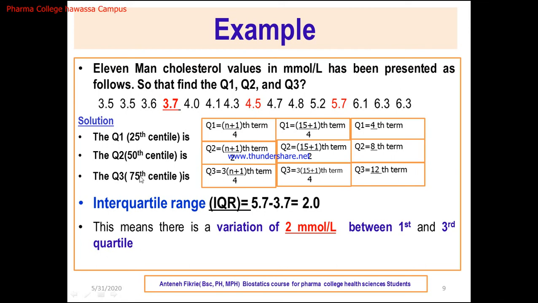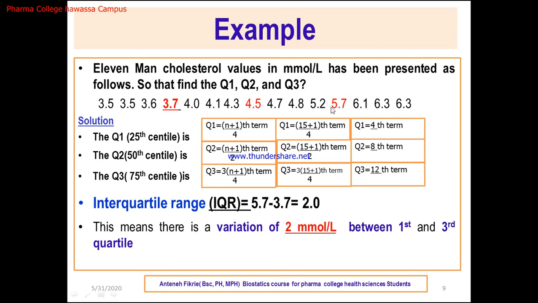So Q3, that means the 75th percentile, can be calculated. Q3 is equal to 3 into (n plus 1) by 4. So here 3 into 15 plus 1 is 16, 16 times 3 is 48, 48 divided by 4 is 12. So from this ordered array distribution, the 12th observation is the 75th percentile. So 1, 2, 3, 4, 5, 6, 7, 8, 9, 10, 11, 12. The 12th observation is 5.7.